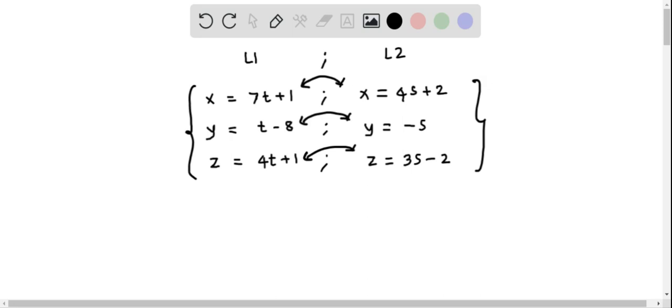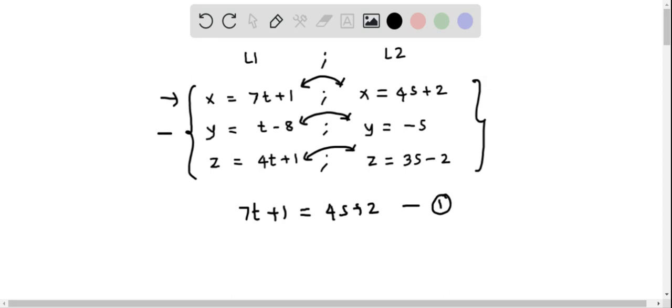I'm going to equate the x to x. So we have x equals 7t plus 1 from line 1. That means we will have the equation 7t plus 1 equals 4s plus 2, which is the x for line 2. So let's say this is equation number 1.